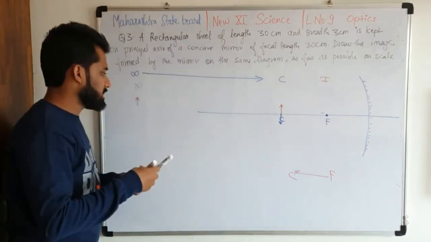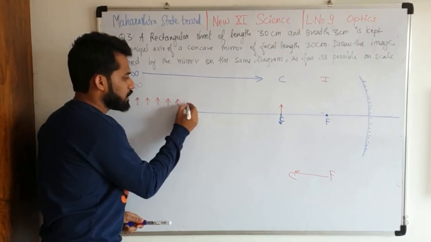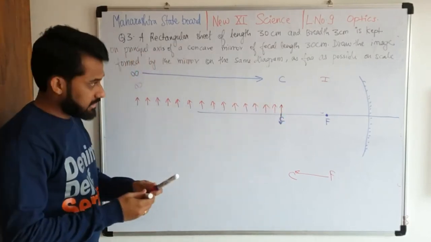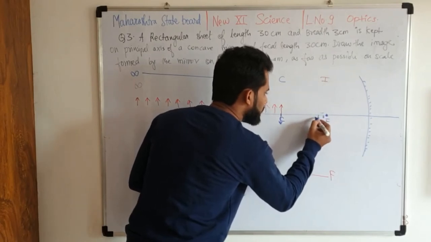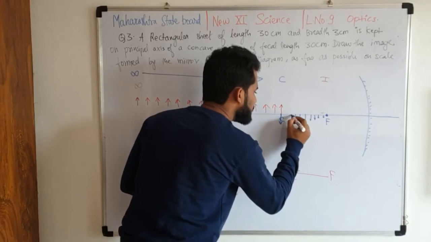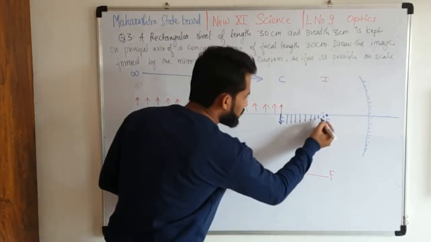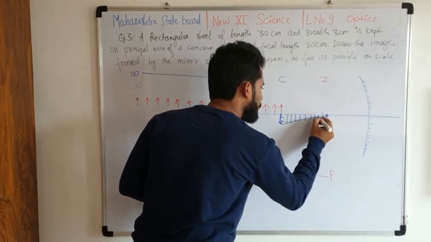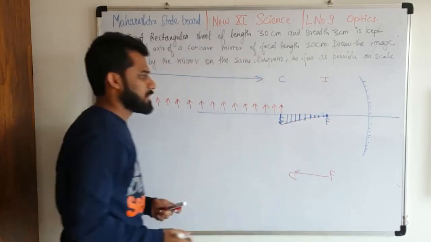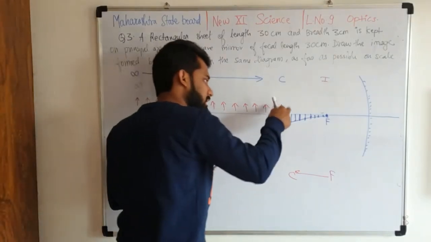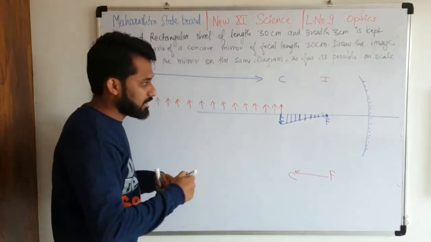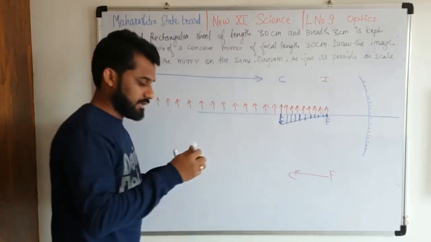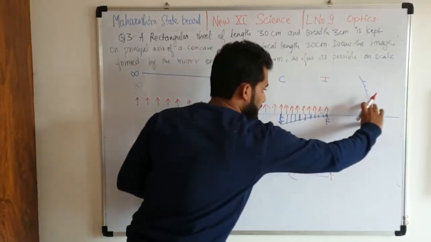You will find that as the object travels towards the center of curvature, you are bringing the object closer and closer, and the image will grow in size very slowly. Actually this won't be a straight line, it will be a curve. It will grow in size very, very slowly. Now, if you keep on moving the object further towards the mirror, and you reach the focus, when the tiny object is placed at the focus, its image will form at infinity.